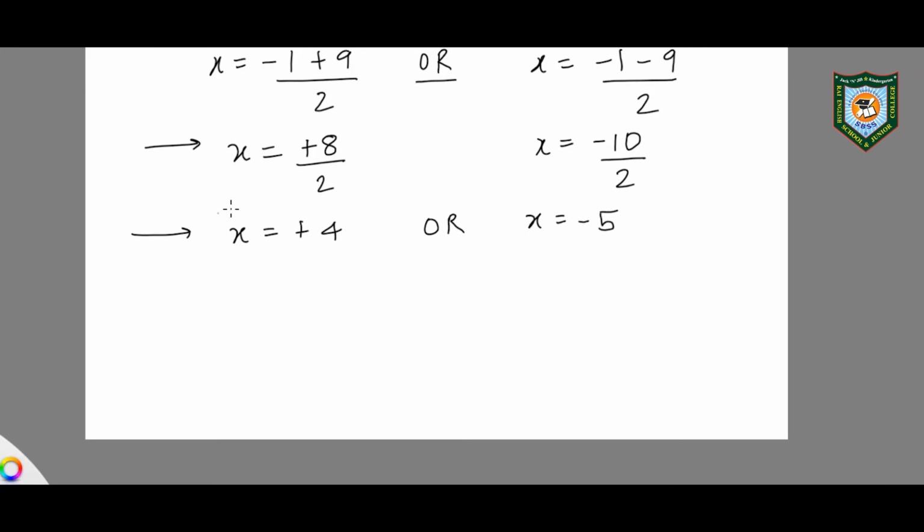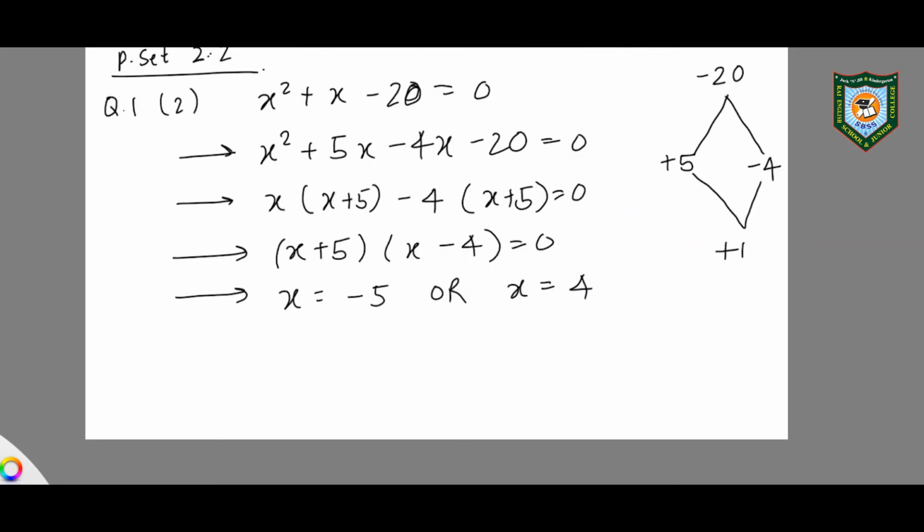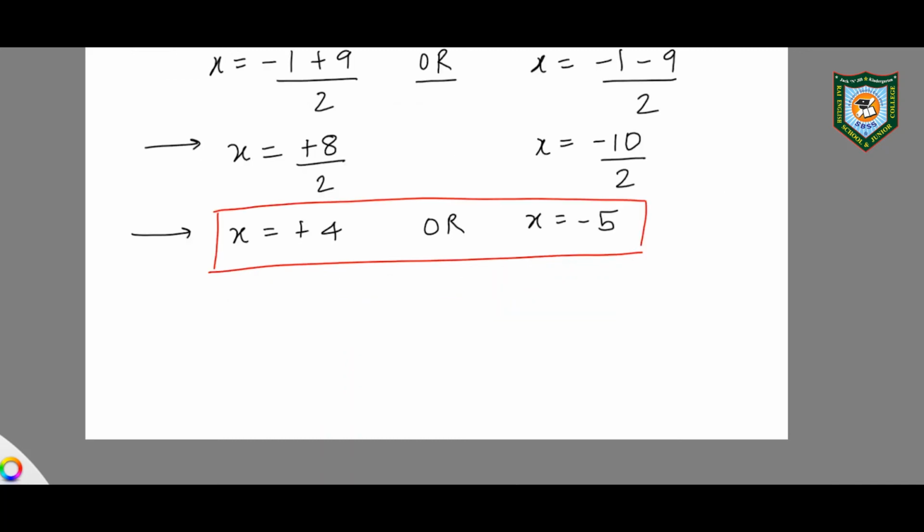Now once I get this answer, we'll just check if this is the same as our factorization answer. So as we can see, in our factorization answer, we similarly have x is equal to minus 5 or x is equal to 4. And by using the formula method, we also have x is equal to 4 or x is equal to minus 5. So yes, the formula method works.